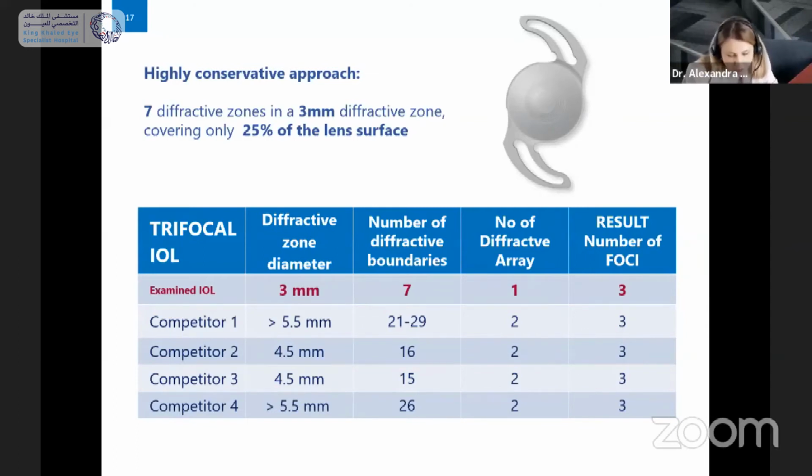And what is very important, there is only 1 diffractive array, but with this 1 diffractive array, the technology is able to achieve 3 foci. All other technology needs 2 diffractive arrays for 3 foci, which means more rings.